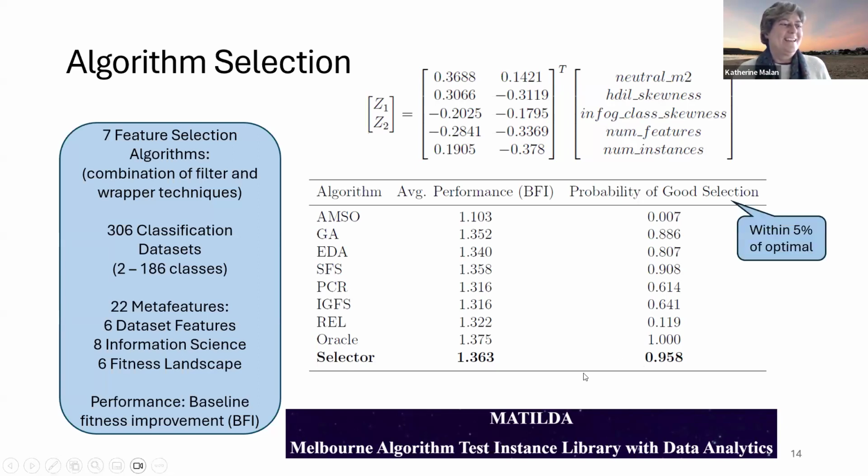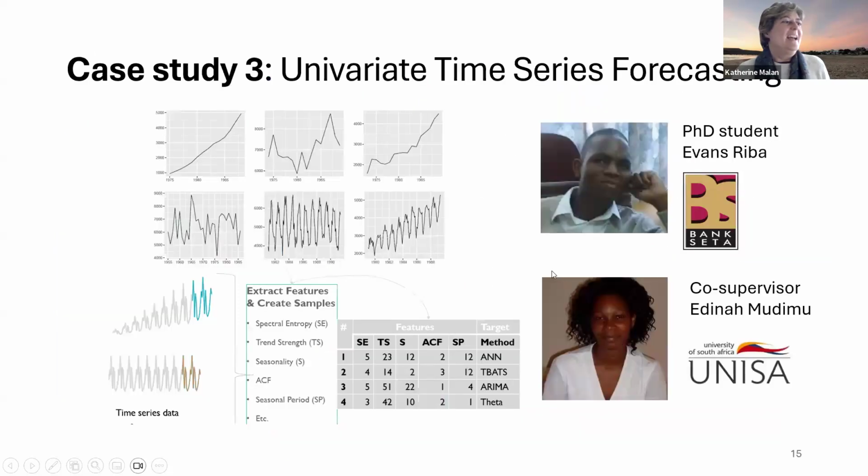Right, let's keep going. This one is an interesting case study. So this is time series, univariate time series forecasting. What makes this so interesting is that there's a lot of people who've done studies on meta-learning within the space. So this is with a PhD student, Evans Reba. He's a current student, so this is work in progress. And my co-supervisor is Edna Mudima in my department.